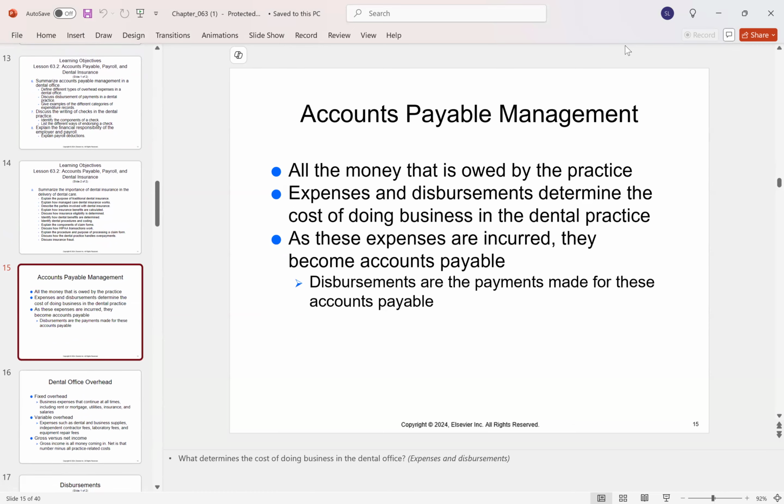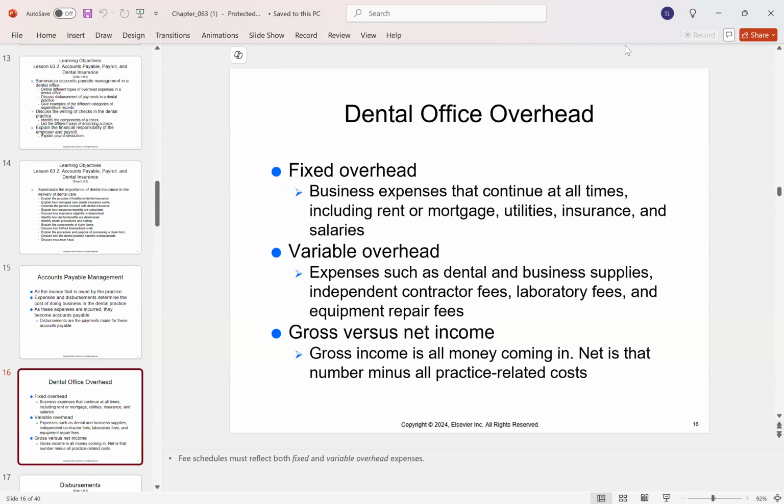Accounts payable management, so all the money that's owed by the practice. Expenses and disbursements determine the cost of doing business in the dental practice. All these expenses that are incurred become accounts payable. So we have some overhead costs. This is going to be your fixed overhead, business expenses that continue all the time. So these are going to be like our rent, our mortgage, the utilities, insurance, and then also paying for our staff members.